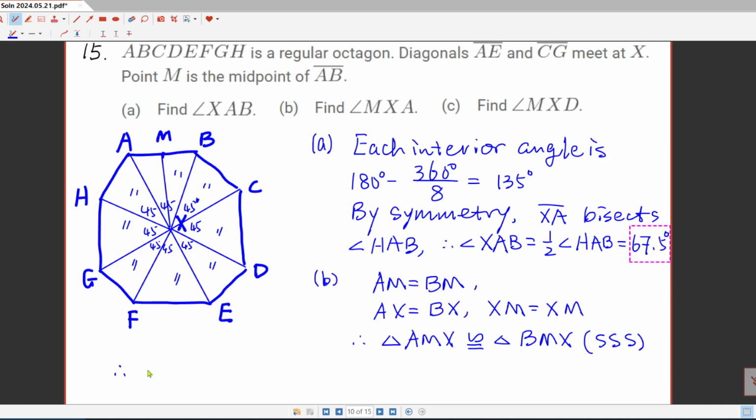And therefore we know angle AXM equals angle BXM, which is just 1/2 of angle AXB, and that is 1/2 of 45 degrees. That equals 22.5 degrees.